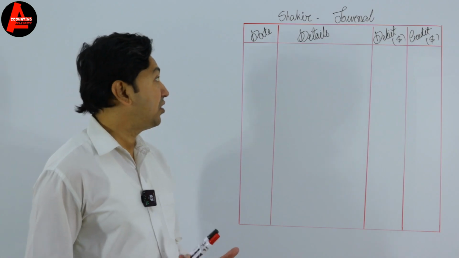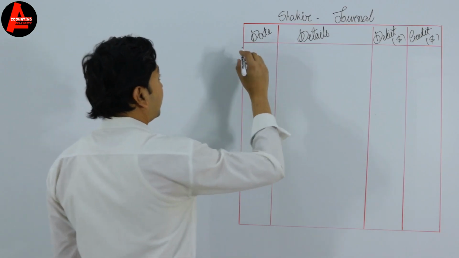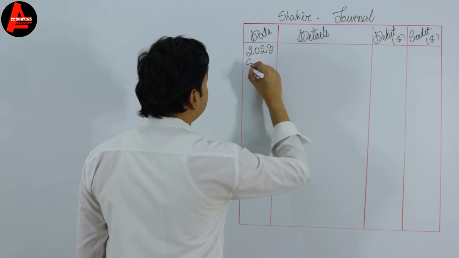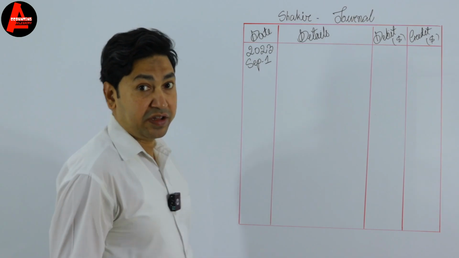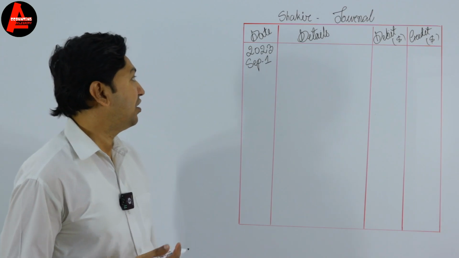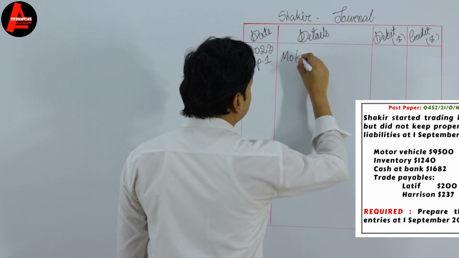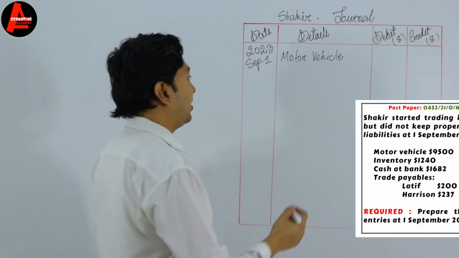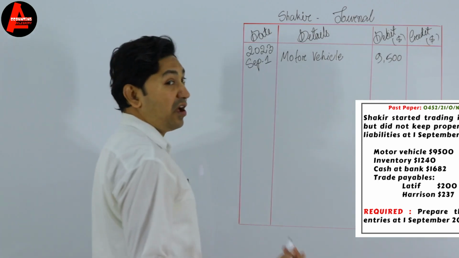So first of all we will write the date. He started business on 1st September 2023. So we will write here 23, September 1st. First of all we will write the assets. These are debit accounts, so they will be debited here. We have motor vehicles. So let us write here motor vehicles. On the question the motor vehicle is $9,500.